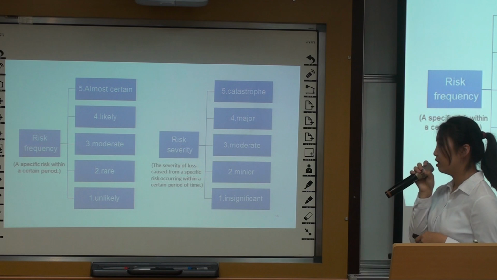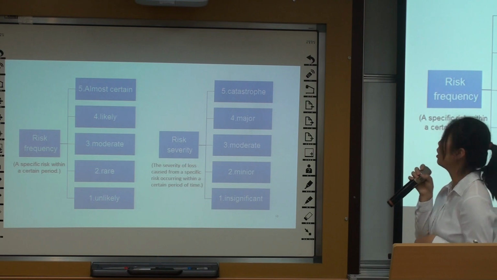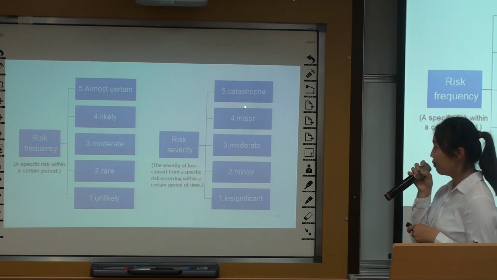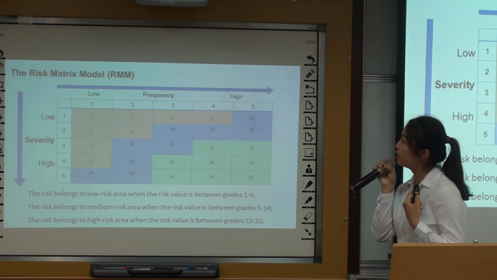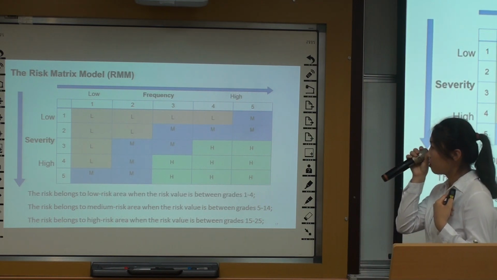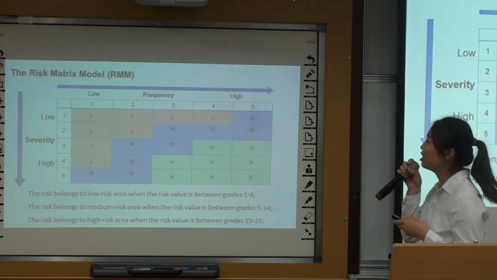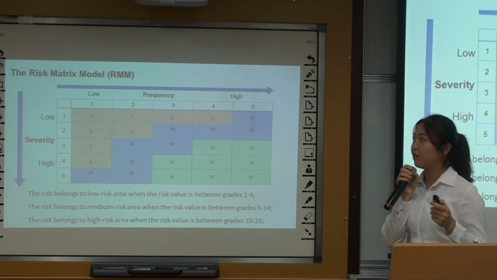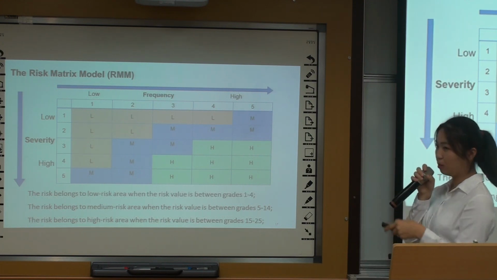Risk severity means the severity of loss caused from a specific risk occurring within a certain period of time. And it is also divided into 5 levels, from 5th catastrophe to 1st insignificant. In this study, we separated. After the estimation and completion of risk frequency and risk severity, the risk value was defined with risk frequency and the risk severity.